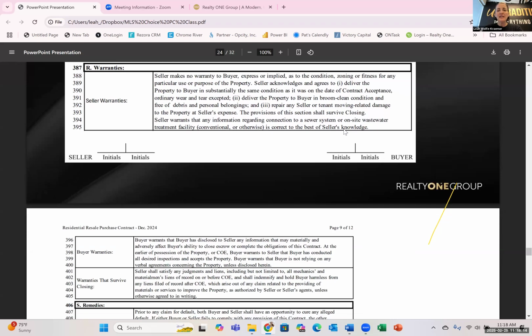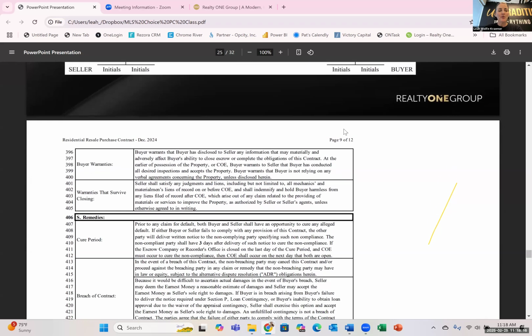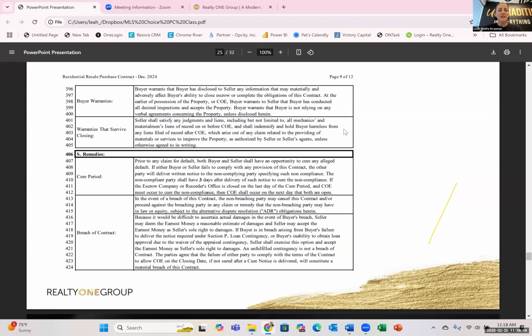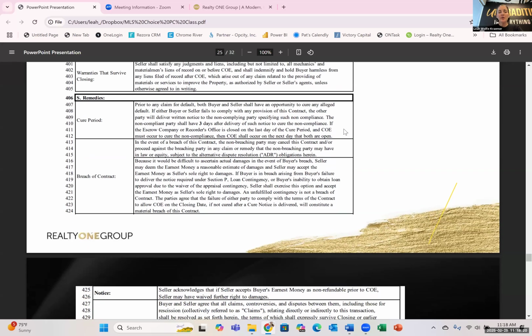Seller warranties, same stuff that we see on the AAR purchase contract, same with buyer warranties and warranties that survive closing. The cure period operates exactly the same way. The timing of such cures is exactly the same. The references to non-compliance are exactly the same. If cured for failure to close, same thing, close of escrow shall occur on the next business day that both are open if that cure period expires. Then we go into the breaching stuff.